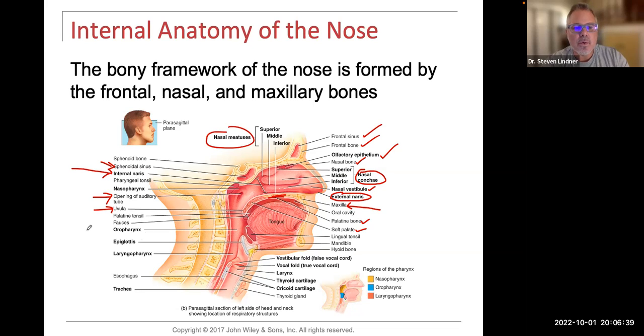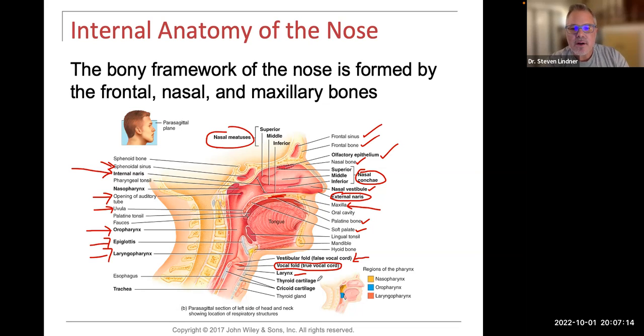Here's the oropharynx. Here's the epiglottis. And here's the laryngopharynx. Here's the larynx. Here's the vestibular fold, the one on top. That's the false vocal fold. And then here is the vocal fold, which is the true vocal fold. And that's the one that's going to be able to make vocal sounds, the one that actually makes the tone of your voice. That is the true vocal fold.